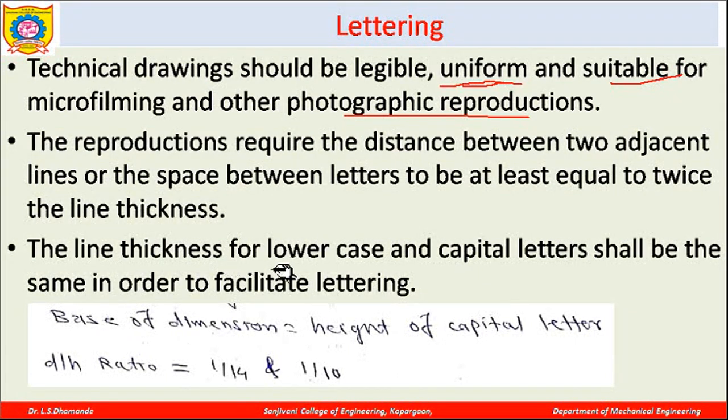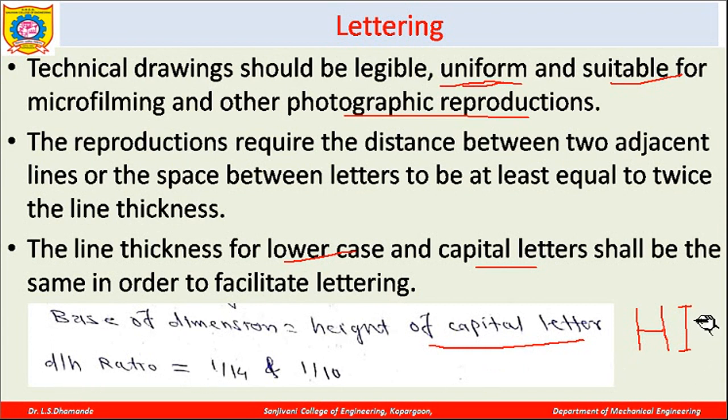The line thickness for lowercase and capital letters shall be the same in order to facilitate lettering. So whether you write lowercase letters or capital letters, the thickness of the line used for drawing them should be the same. The base of the dimension is generally the height of the capital letter. Suppose I write H over here, whatever the height of this capital letter is, that is the base of the lettering dimensions. Based on that, the dimensions are decided.